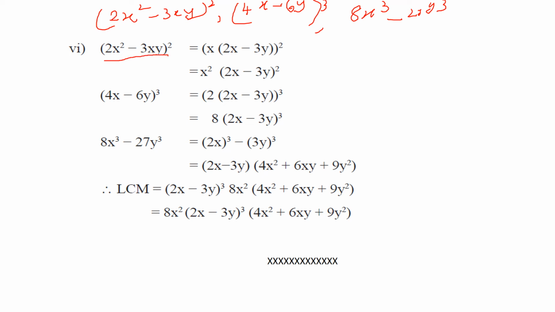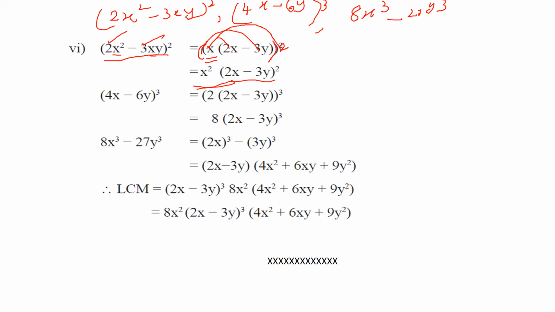So here x is common for these two terms, so you take x common. x into 2x we get 2x squared, and x into minus 3y gives minus 3xy. Okay, you take x into 2x minus 3y. Here you put x before the bracket because it is whole square. That means in the next step you can expand this: x squared you write separately, into 2x minus 3y whole square.